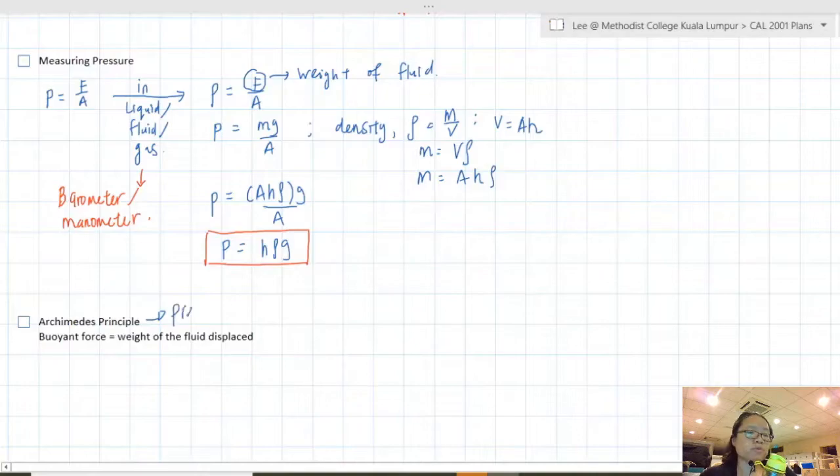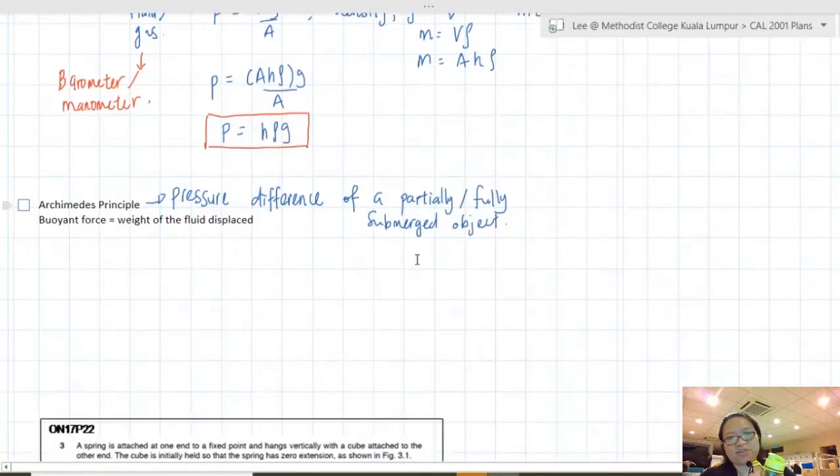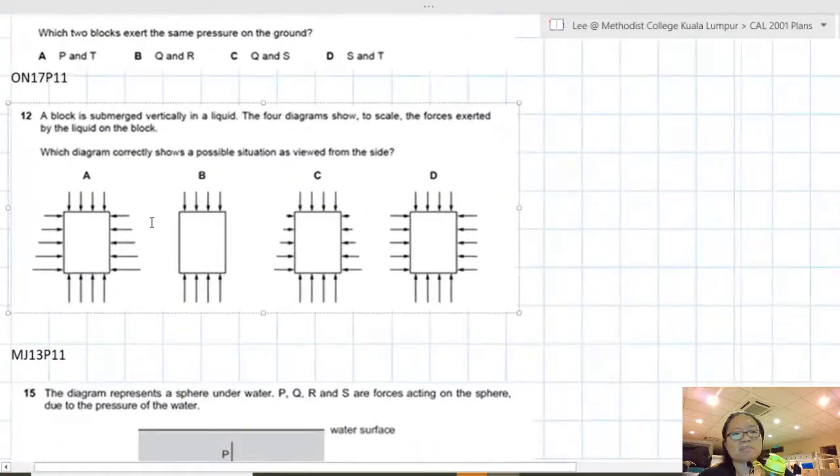Alright, so we also need to talk about Archimedes' principle, or your buoyant force. Again, discussed before, so not going to emphasize too much. But with Archimedes' principle, whenever they ask you what is the cause of it, this is pressure difference. Okay, so let's now just jump to an example first.